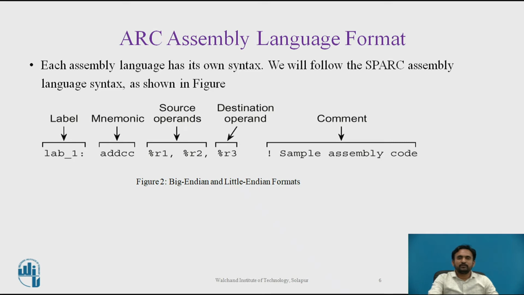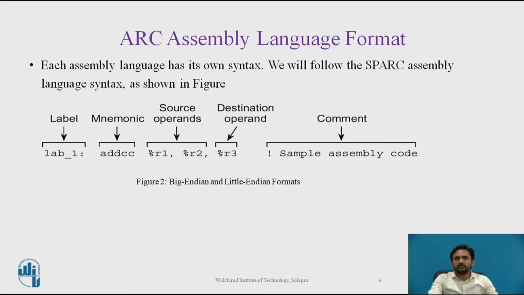Now in this particular slide we are looking at the assembly instruction format. In ARC assembly language format, each assembly language has its own syntax, as we already know. So we will follow the SPARC assembly language syntax in this slide. The format consists of 4 fields: first an optional label field, second an opcode field, then one or more fields specifying the source and destination operands. And there is also one more thing we have added, that is an optional comment field.